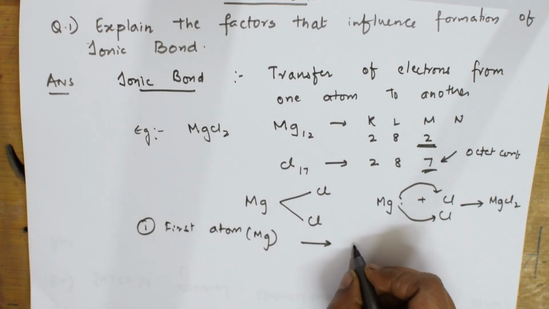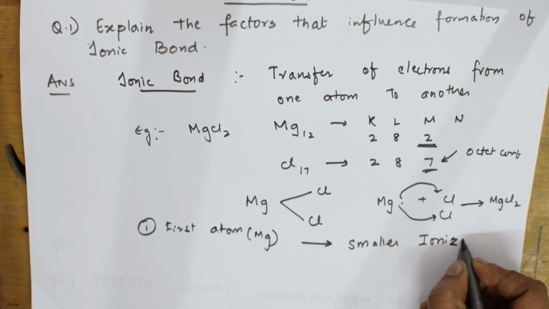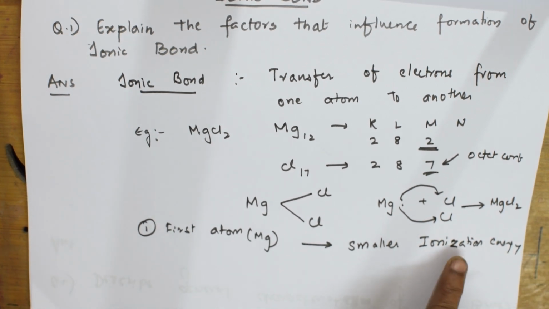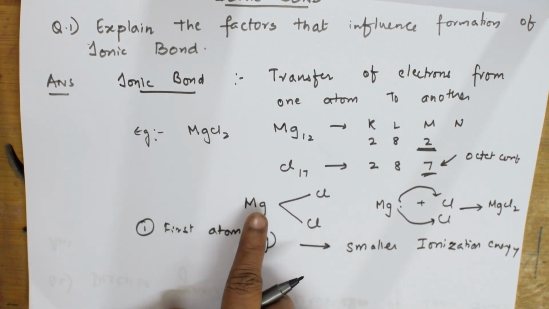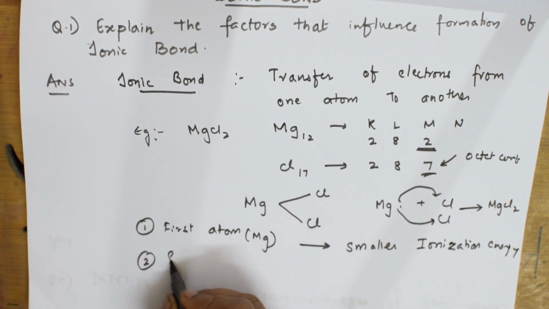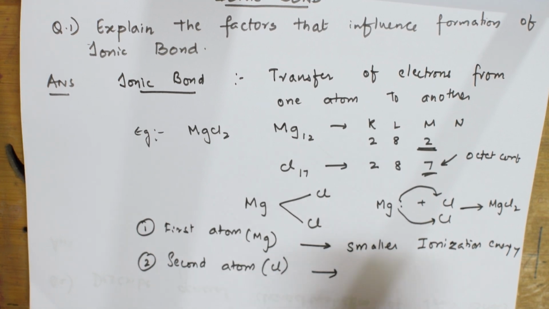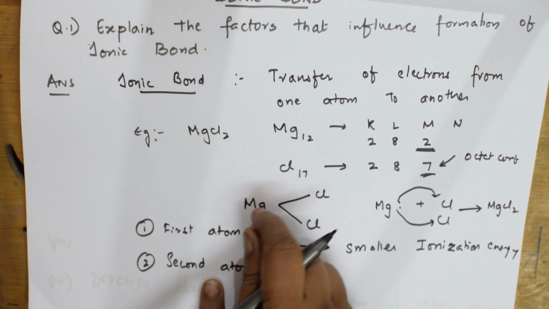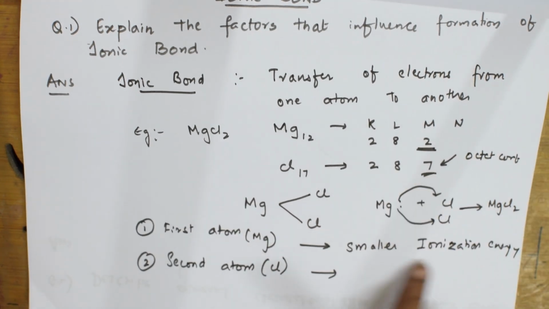Remember, smaller ionization energy. If the ionization energy is small, I can easily remove the electron. What is ionization energy? The ionization energy is the energy required to remove an electron from the outermost shell. So always remember, whichever atom is donating should have smaller ionization energy. Let me come back to the second atom. What is the second atom doing? It is accepting. Here it is chlorine. If the first atom has smaller ionization energy, I can easily pull out the electron and give it to this atom.